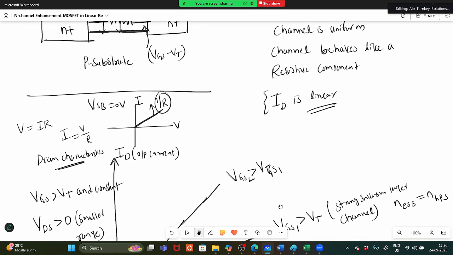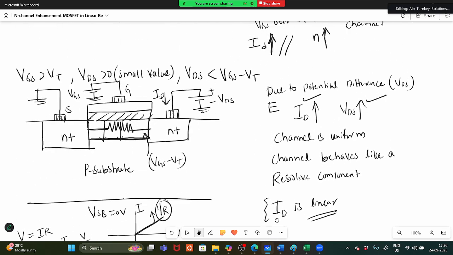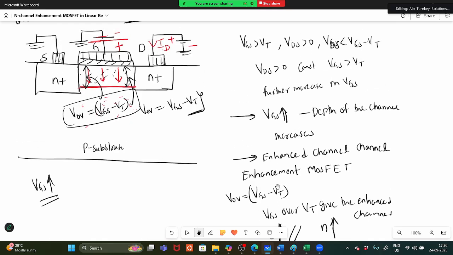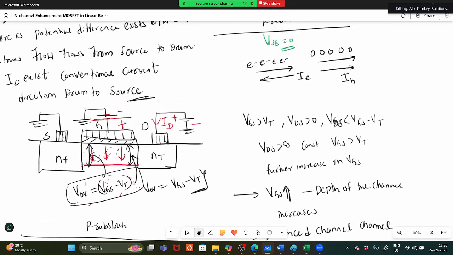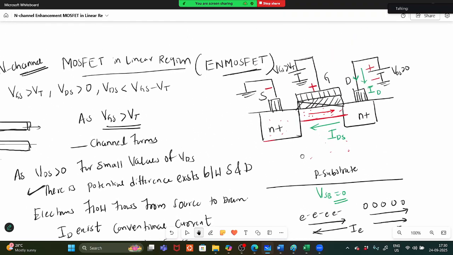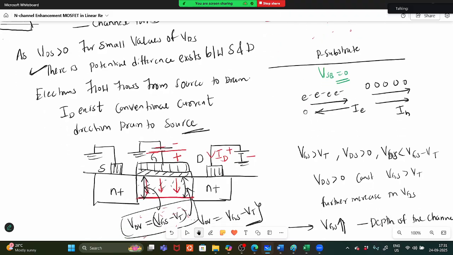Any doubt in this linear region? Give response. No, sir. Okay. So, MOSFET linear region.